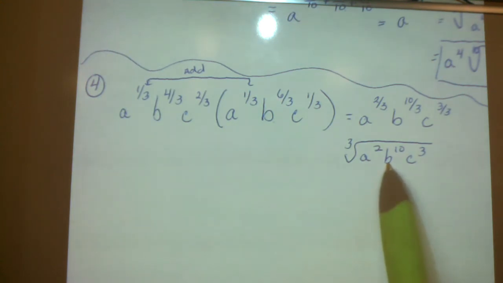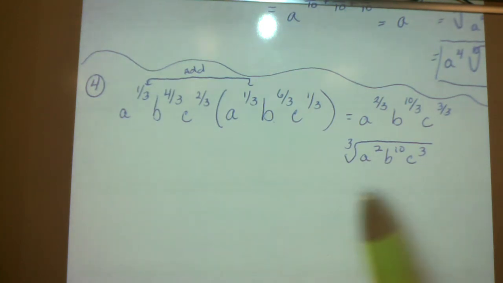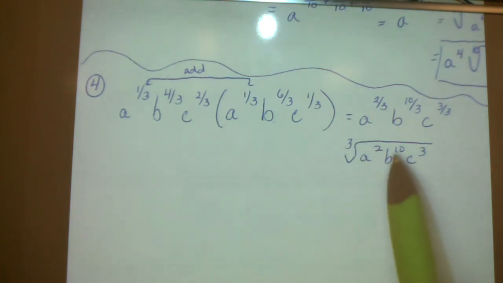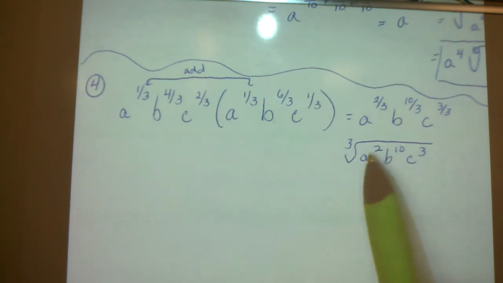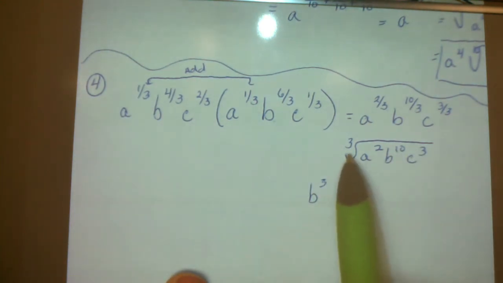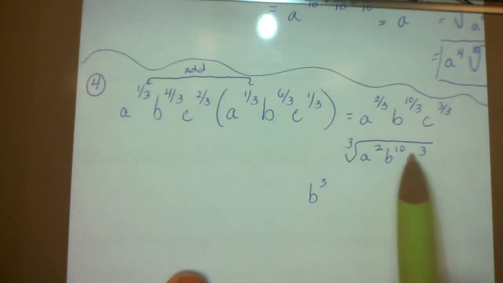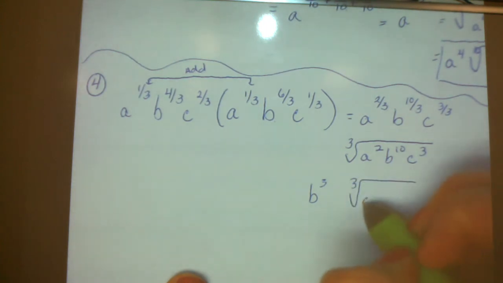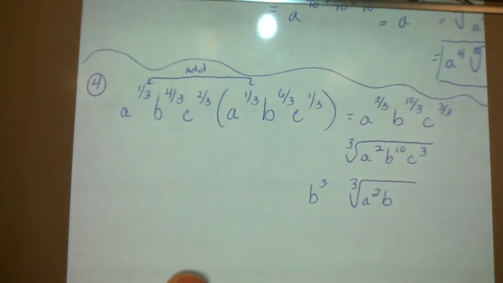Now I've got 10 b's. I've got to group them by 3. So it's up to you. If you want to write out 10 b's and group it by 3, you can do that. Or you can just say, how many groups of 3 are there in 10? Well, I know there are 3. So I'm going to have b cubed. I'm going to take out a b cubed. And then 3 times 3 is 9. 10 minus 9, I know I'm going to be left with, well, this a squared is going to be there. And then I've got this b.